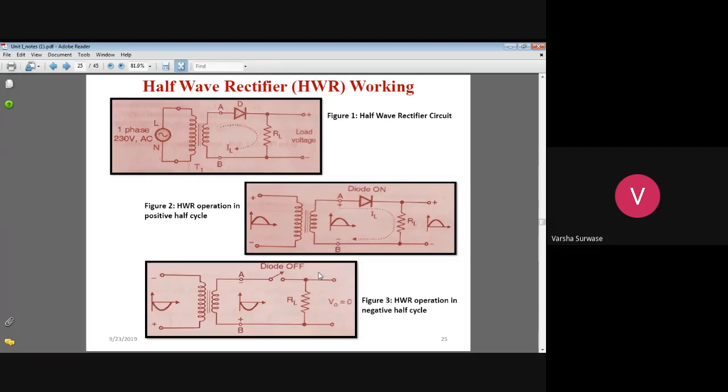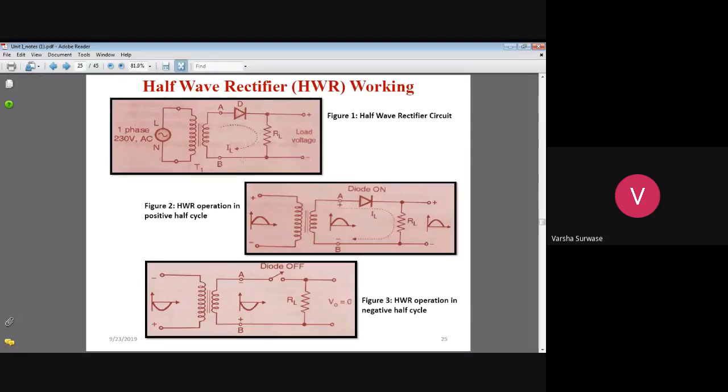First we will see the half wave rectifier. To design a half wave rectifier, what components are required? First one is the transformer. Here we are using a step down transformer. One diode is required when we are designing a half wave rectifier, and one load resistance. Connect all these components as shown in the circuit diagram. So this is the circuit diagram for the half wave rectifier.